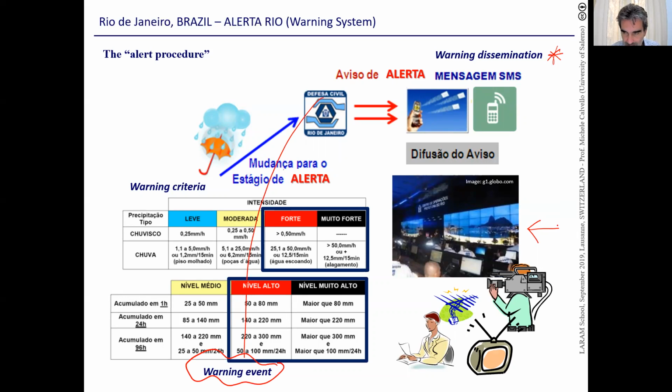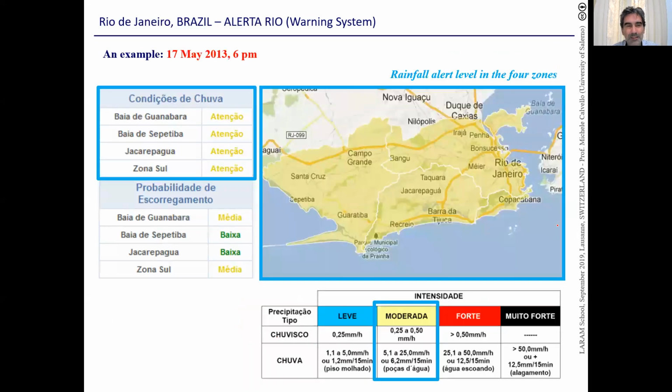So the centralization of the operations is a key component of a working operational system. Anyway, that was a side message from this slide.